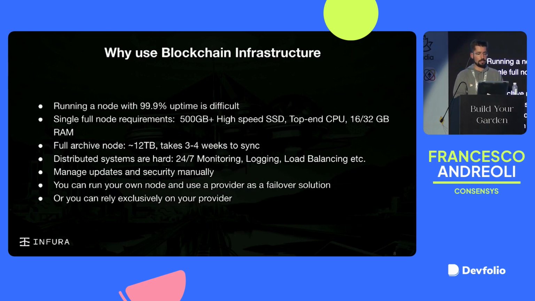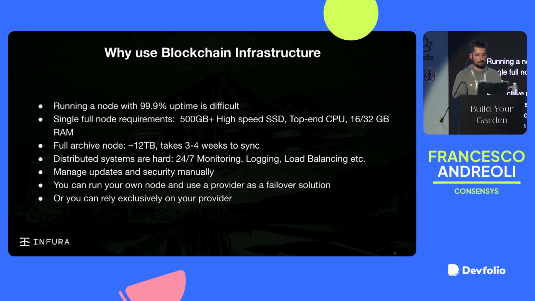Why use blockchain infrastructure? We are using Infura because we don't want to run our own node. A single full node requires around 500 gigs, and a full archive is even more. I remember about 4 years ago I was doing some full archive stuff, and it took 3 weeks, and now it's probably 3-4 weeks, to sync and download the whole Ethereum blockchain. Distributed systems are hard, and that's why we go through an RPC provider like Infura.